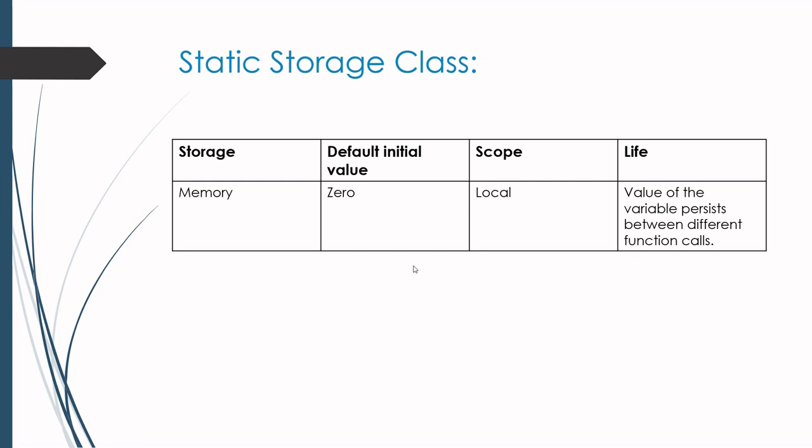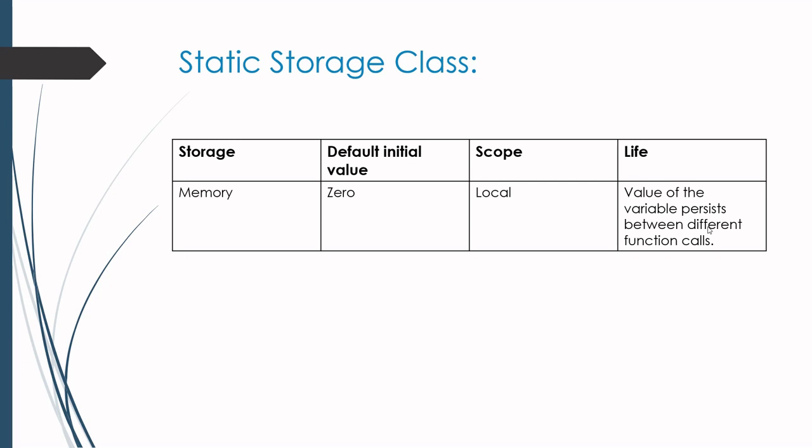Okay. And the next one is the static storage class. Here, regarding the storage, the values of the variables get stored in memory, and the default initial value here is 0, and the scope of the variable is local. And when considering the life of the variable, the value of the variable persists between different function calls.